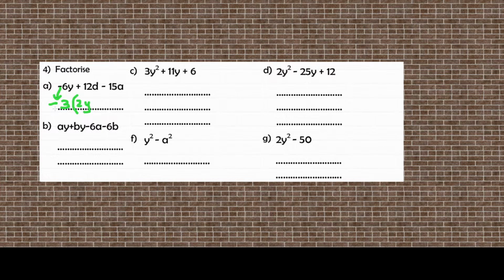That's 2y. 3 times 2 is 6. Then minus into what gives us a plus? Minus into minus. So 3 times what gives us 12? That's 4. So 4t, and minus into what would give us a minus? That's minus into plus. So the next sign has to be plus. And 3 times 5 is 15. 5a. We need 15a.